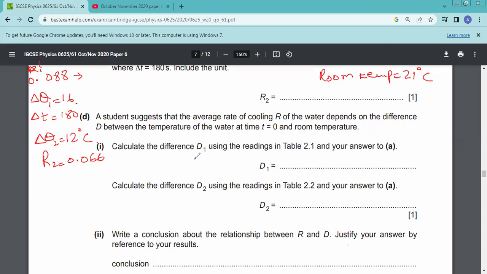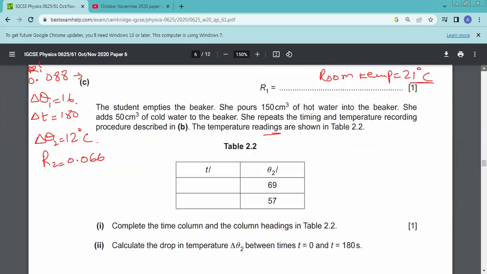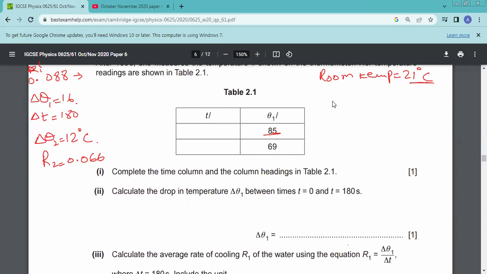Now we have to calculate the difference between the room temperature and the temperature at time t equal to 0. So let's move on to table 2.1 first and then table 2.2. So table 2.1 is this one. I'm going to calculate D1 by subtracting. D1 would be 85 minus 21. So I'm calculating 85 minus 21. It's 64. This is D1.